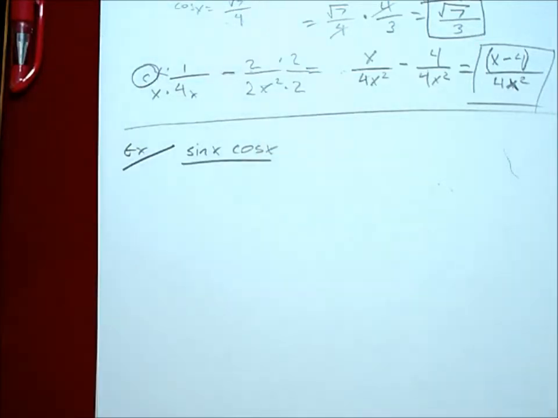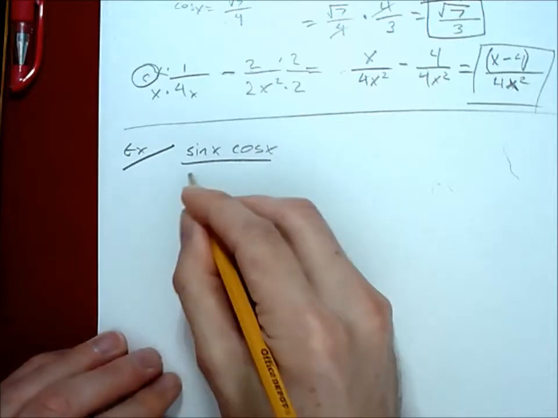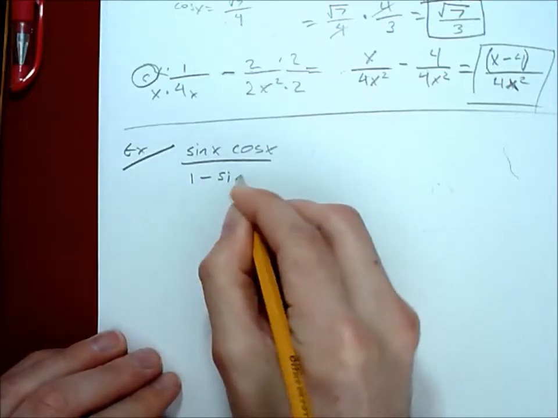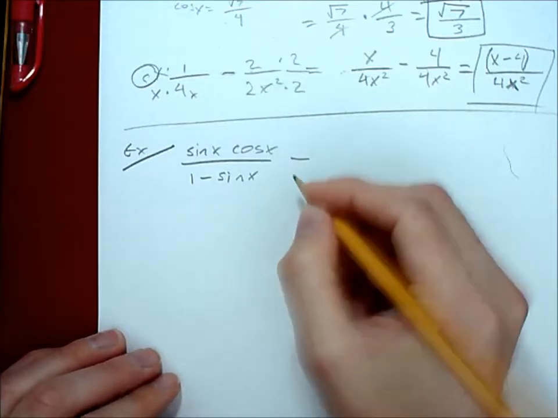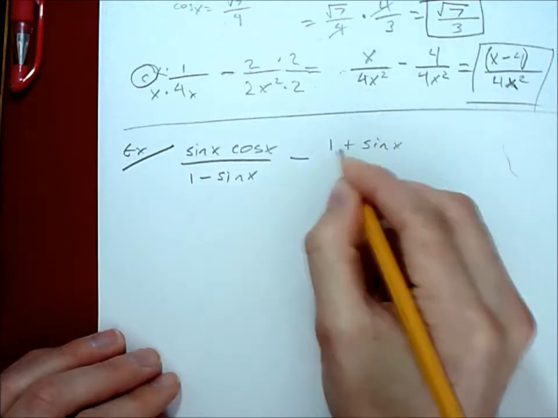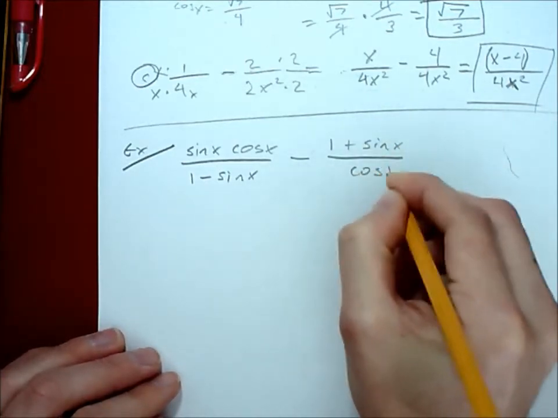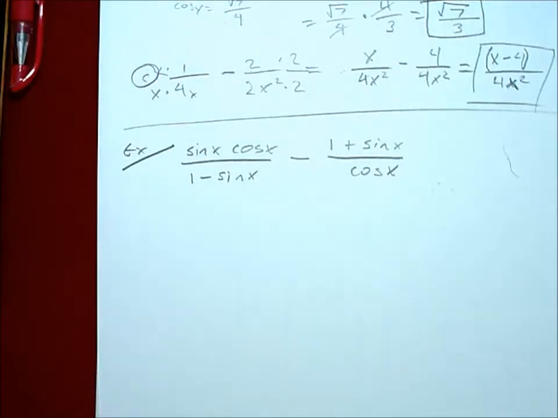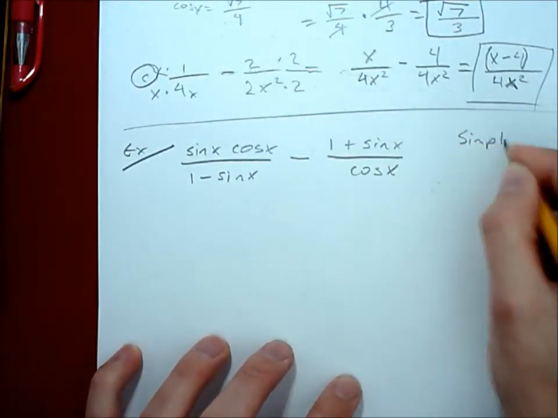So here's the first problem. Sine of x times cosine of x over 1 minus sine of x, minus 1 plus sine of x over cosine of x. Here's our problem. And of course, our directions on all of these will be to simplify.